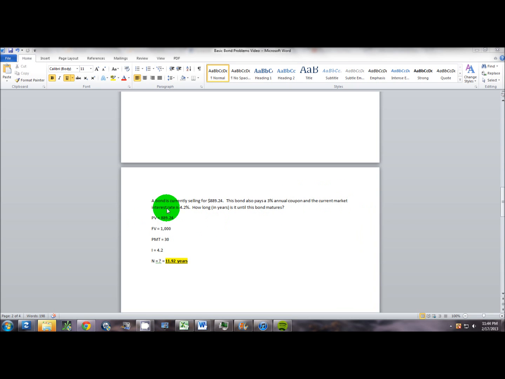The current market interest rate is 4.2%, so that's going to go right in for my I, for my YTM, right? Because again, I just phrased it differently here so that you can see it in a slightly different way. So how long is it going to be until this bond matures? Well, if you simply put in these inputs, and remember, this is negative, positive, positive, it comes right out as 11.92. So that's a fairly simple, straightforward bond problem. So we've got one more.